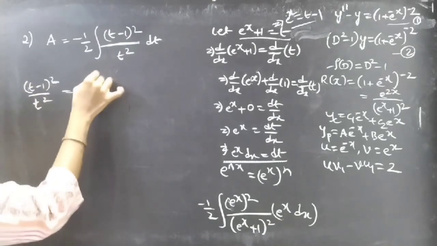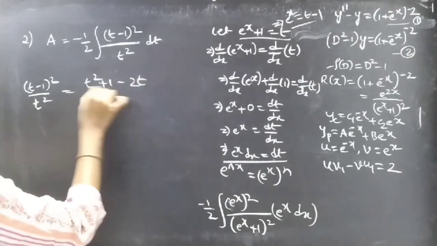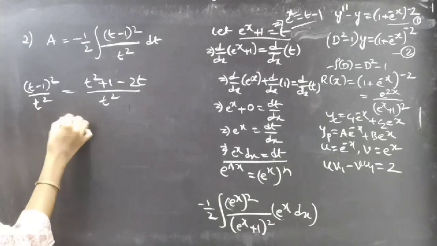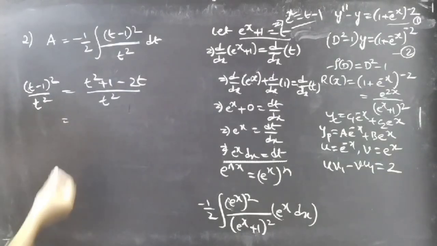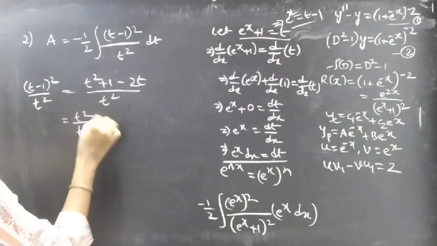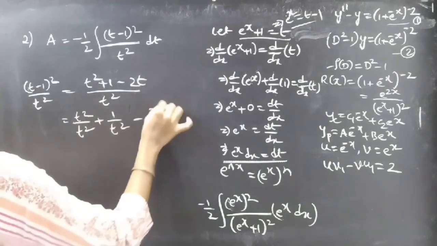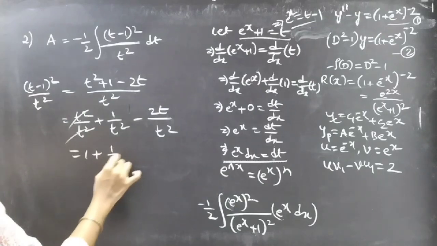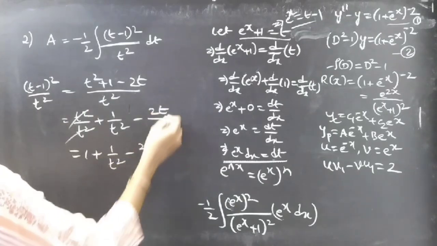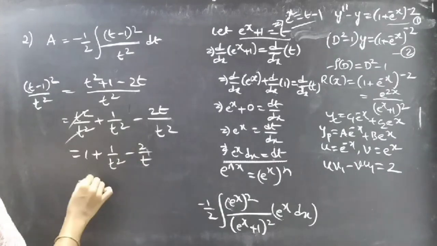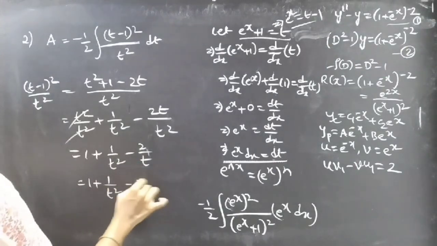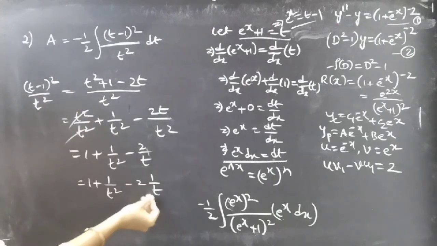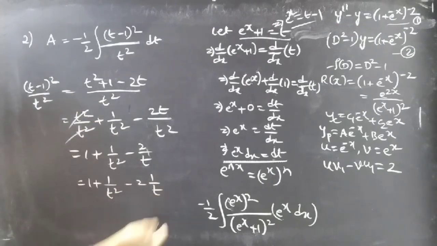We can write it as t square plus 1 minus 2t by t square, and in the numerator you're having 3 terms, and in the denominator you're having 1 term, so we can express the total expression as 3 terms: t square by t square plus 1 by t square minus 2t by t square. Here t square gets cancelled and you'll get 1 plus 1 by t square minus 2t, 1 t gets cancelled and you'll get 2 by t, or you can write it as 1 plus 1 by t square minus 2 into 1 by t. Just replace t minus 1 whole square by t square with 1 plus 1 by t square minus 2 into 1 by t.